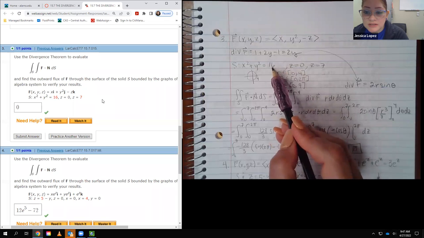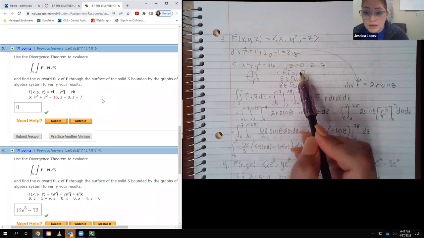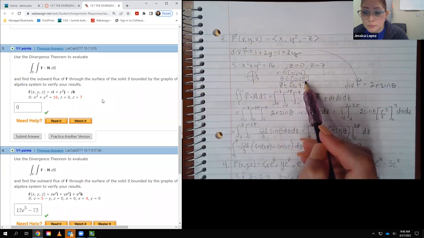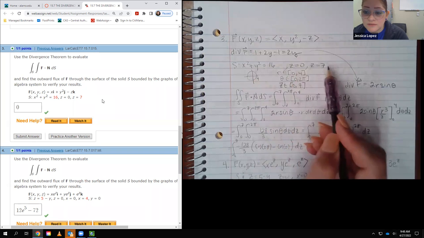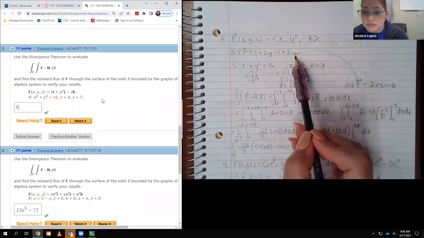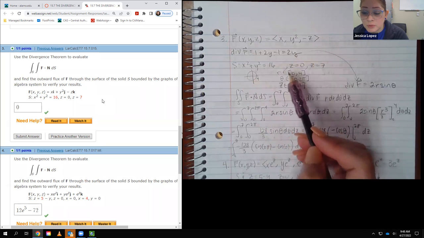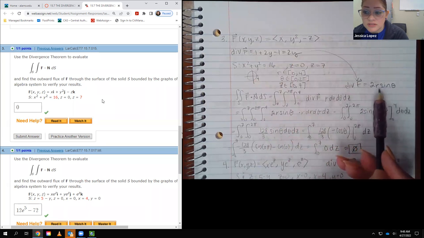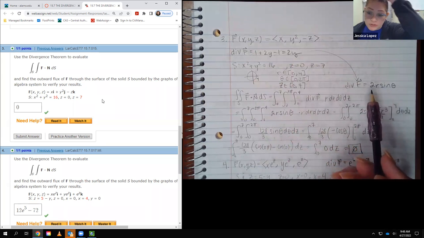But this time my radius is going from 0 to 4. And because I'm doing the whole circle, my theta is going from 0 to 2 pi. And then, of course, my z was given, going from 0 to 7. Now, I did convert my divergence of F because obviously this is in polar coordinates. So y is the same as r sine theta. So this is the form of the divergence that I'm going to use.